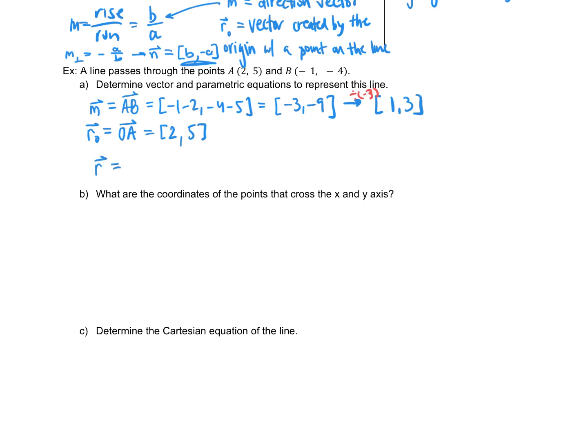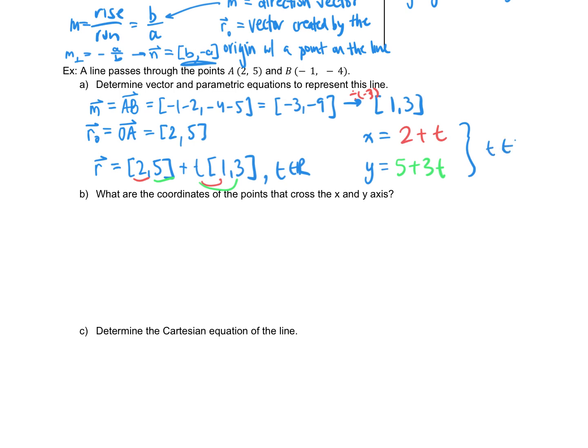Here is our vector equation. r0 plus t times the direction vector. I'm going to use the simplified one, where t is an element of all real numbers. And the minute you have your vector equation, you can also write your parametric equation. So for x, we have 2 and 1 times t. And for y, we have 5 and 3 times t. And again, for both of these, t is an element of all real numbers.